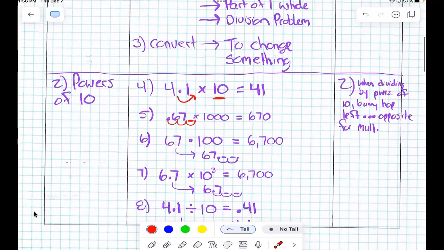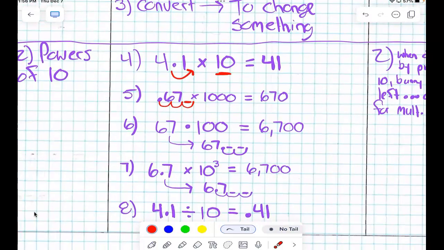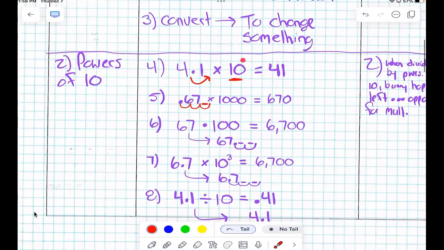Powers of 10. Do you guys know how to multiply using powers of 10? Yes. So if you're multiplying by, first of all, is 10 a power of 10? Yes. If you're multiplying by 10, how many places do you move the decimal point? 1. Which way? Right. So multiplying by a power of 10 means you move the decimal point to the right, right? Yes. And how many places again did we move it? 1. Why 1? Because there's 1 zero.